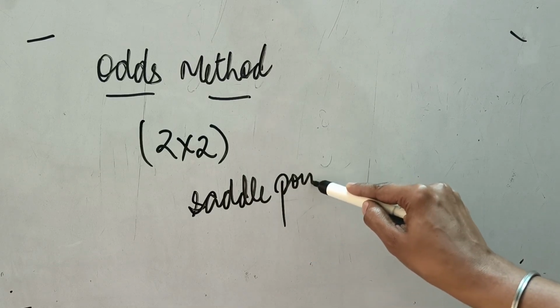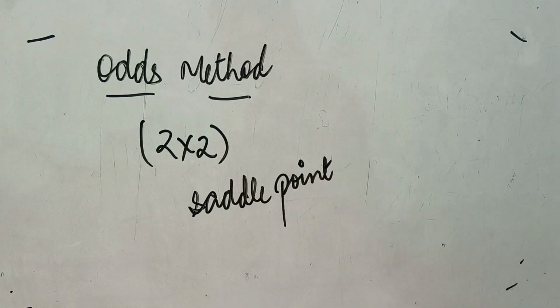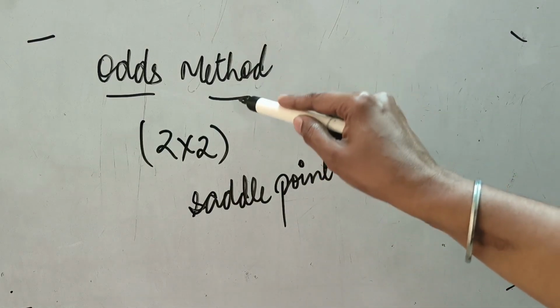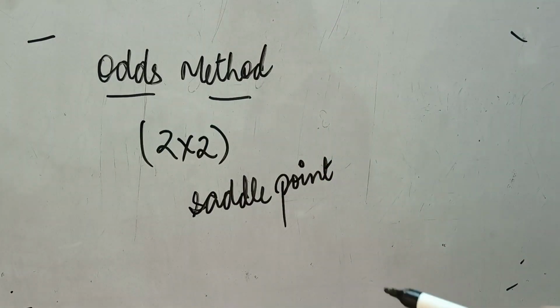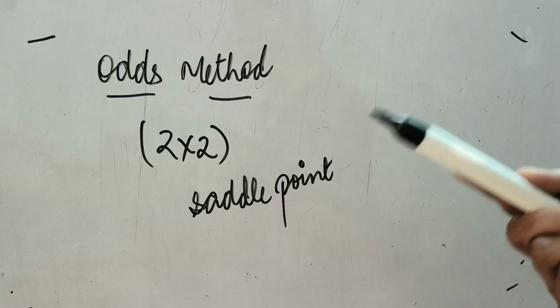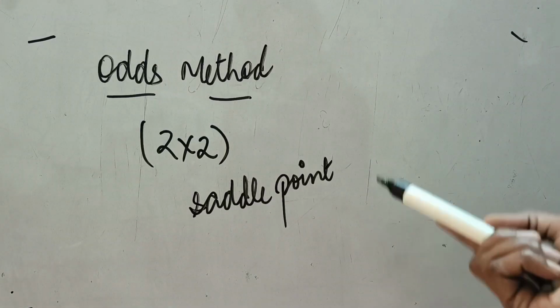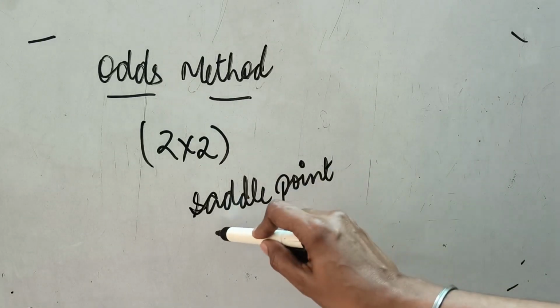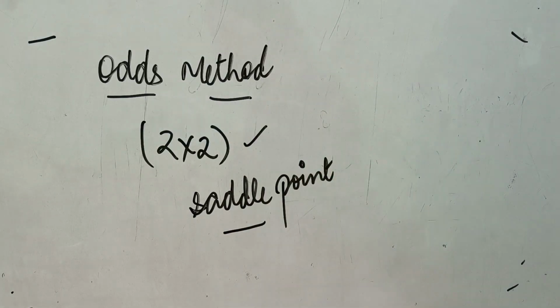It means that is not a zero sum game. If the game has a saddle point, then the odds method will not be applicable. You can solve the problem with the help of row minima, column maxima. So where row minima and column maxima have not given you any solution and the game is of 2 by 2 size, you can apply the odds method.